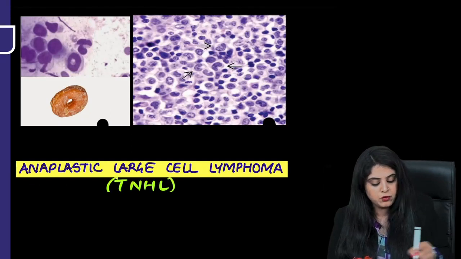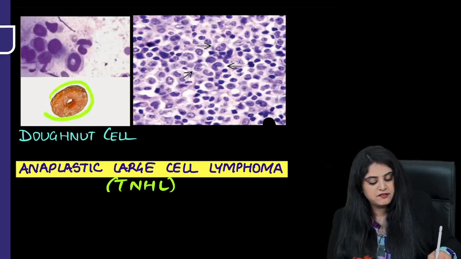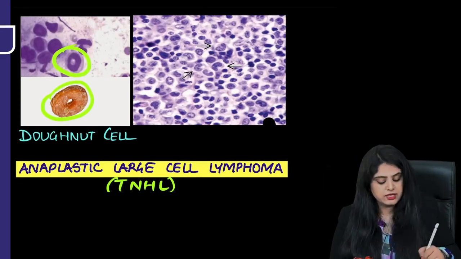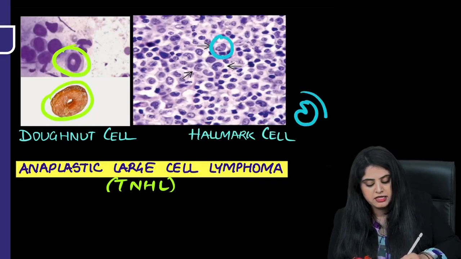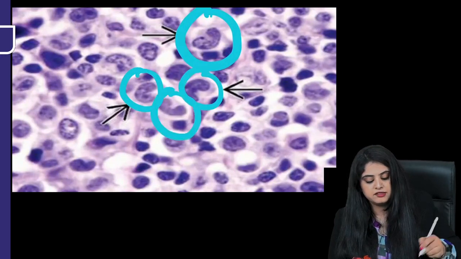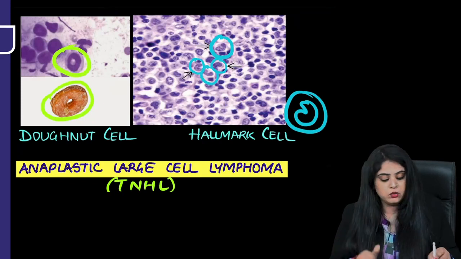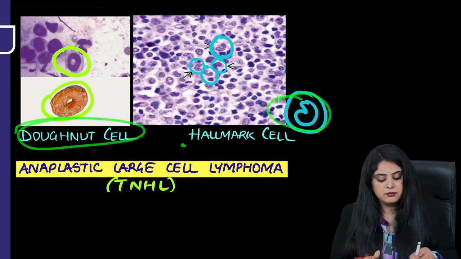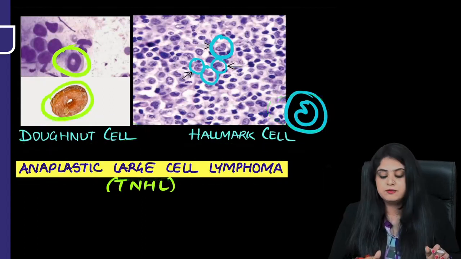Anaplastic large cell lymphoma shows you two very famous cells. The first one is self-explanatory. It is looking like a donut, and the second one is looking like a hallmark. Hallmark matlab aisa kidney shaped cell. So you will see lots and lots of kidney shaped hallmark cells. This is the only lymphoma that shows you these kidneys. So kidney and donut matlab kidney matlab hallmark. Hallmark and donut is what you see in anaplastic large cell lymphoma. So on that note, all your lymphomas are also sorted.